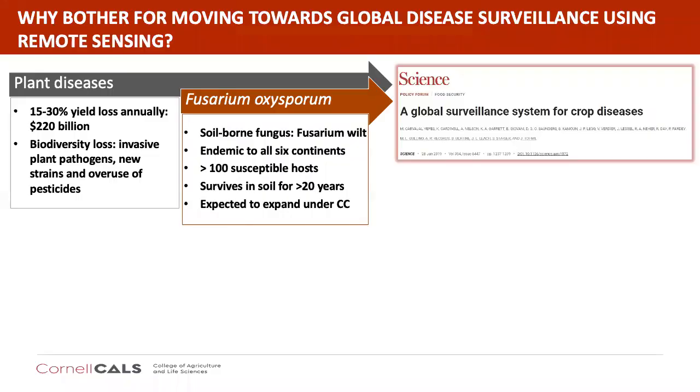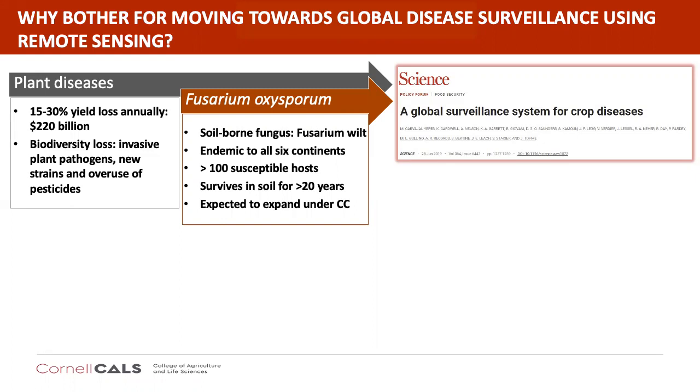First of all, why bother moving towards global disease surveillance using remote sensing? The reality of plant disease in the world is that it causes 15 to 60% yield loss annually, which turns into a $220 billion loss every year. Additionally, plant diseases cause biodiversity loss due to the spread of invasive plant pathogens, the appearance of new virulent strains, and the overuse of pesticides.